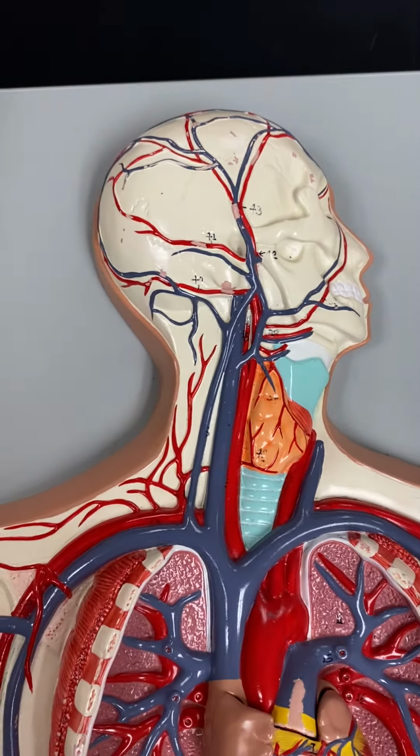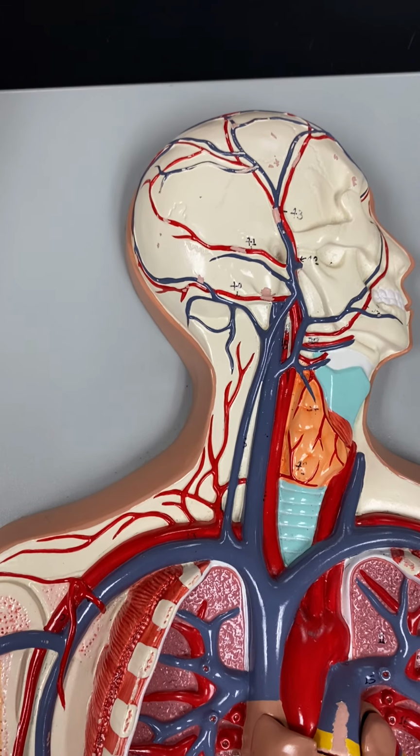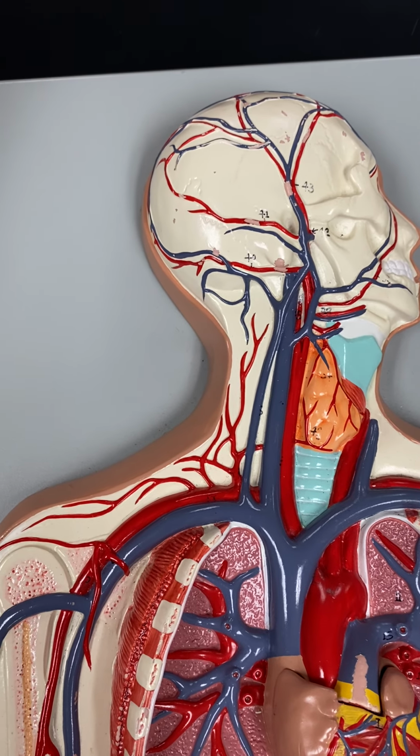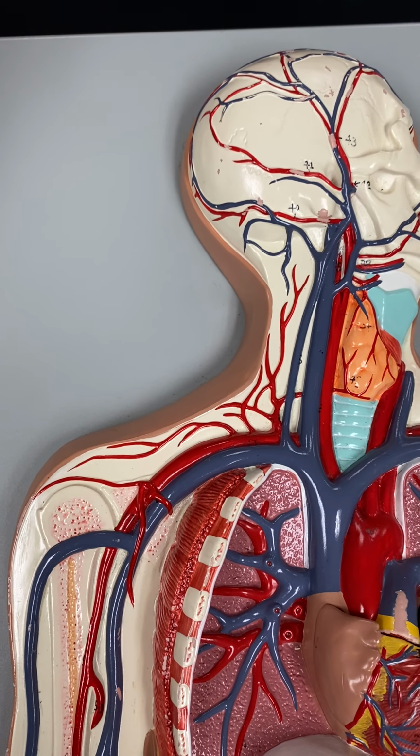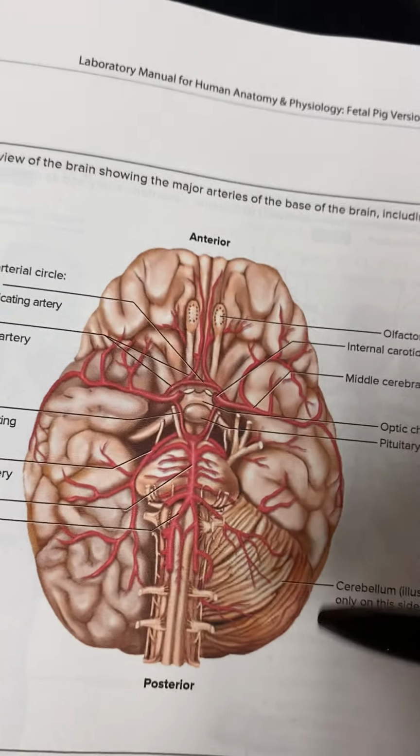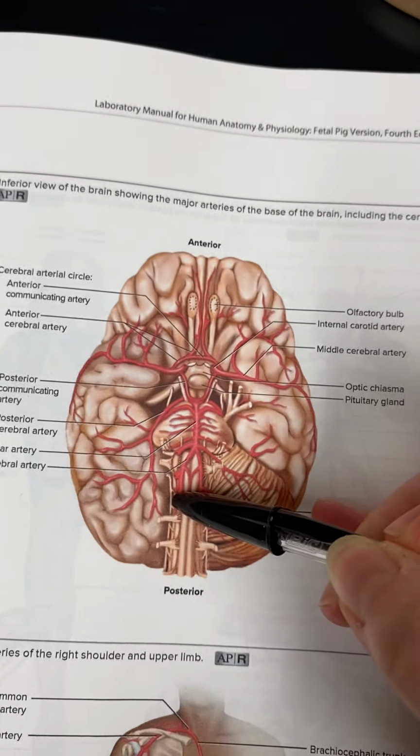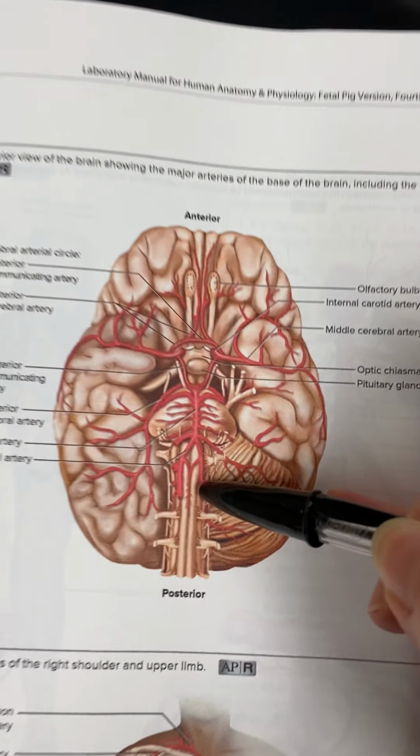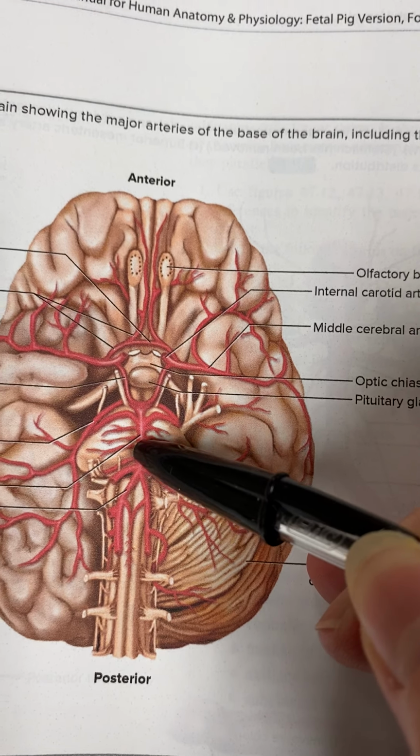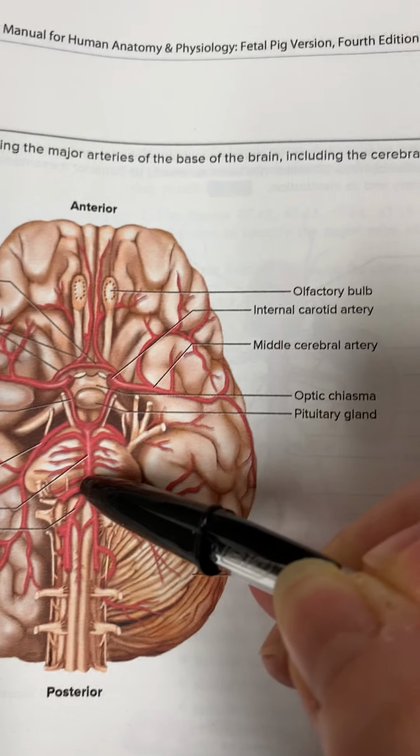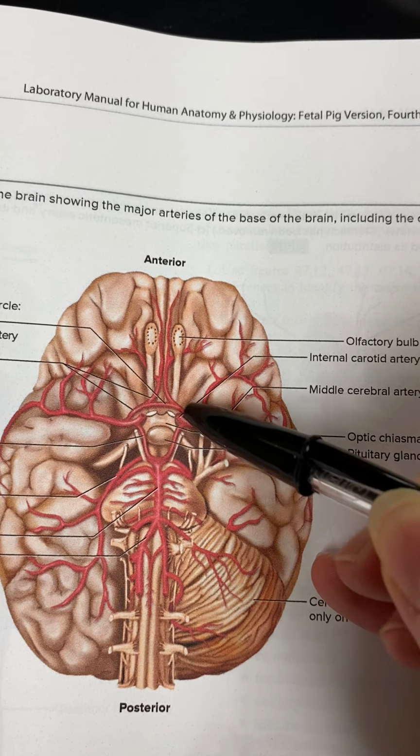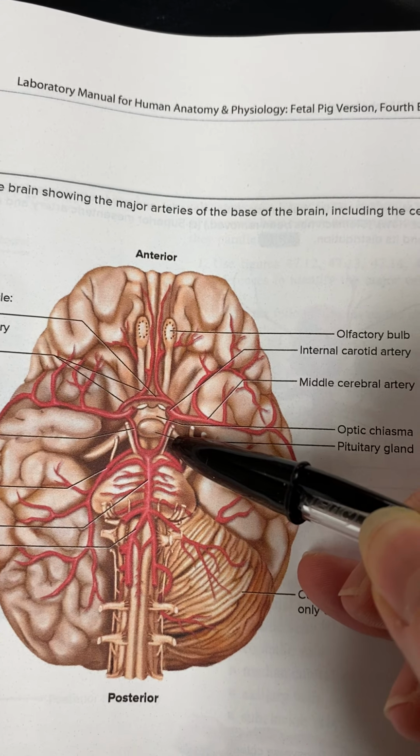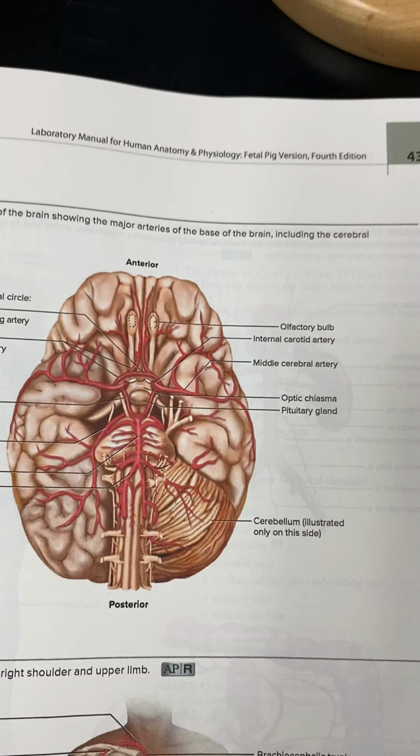Now this model does not show us the deeper vessels that go into the base of the brain. So for those, be sure to use your book. And if we look at the image here, what we're looking at is the vertebral arteries coming up together, and then they make the basilar artery here, and then this circle portion is the circle of Willis. That's really all you have to know on that list.